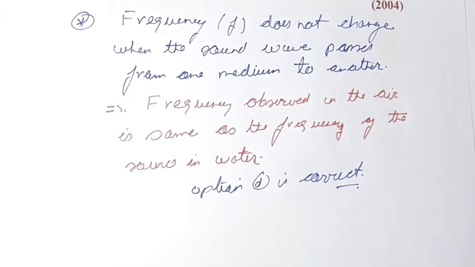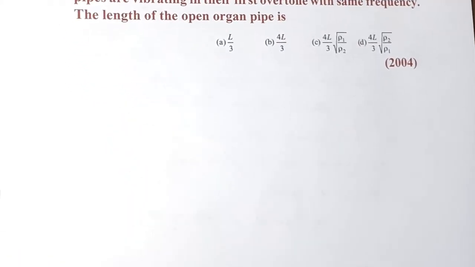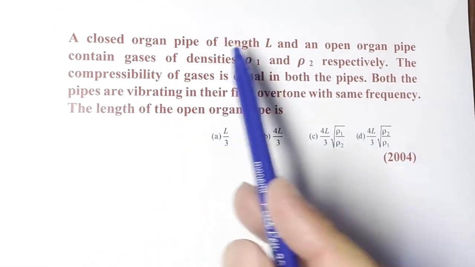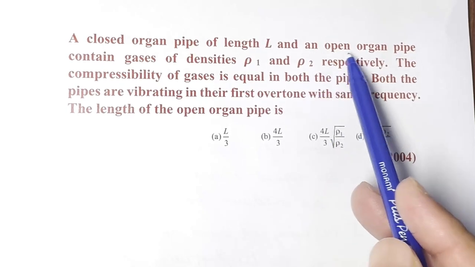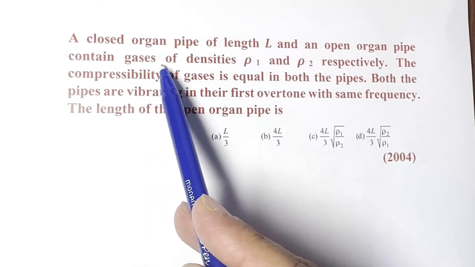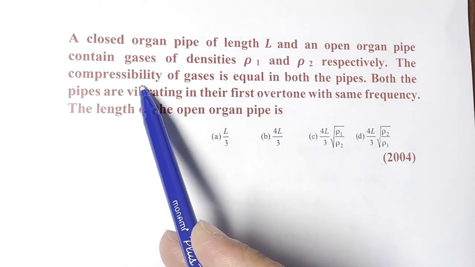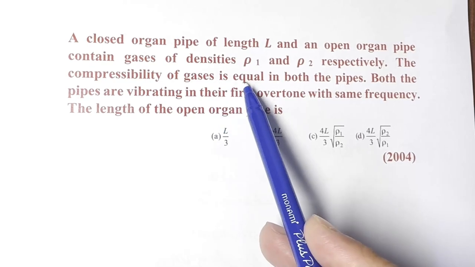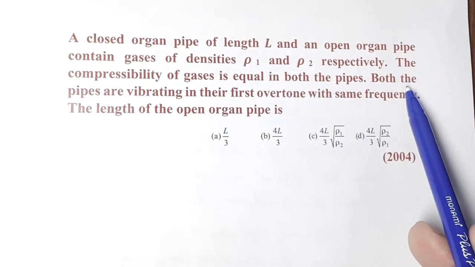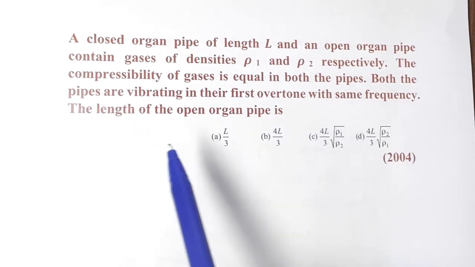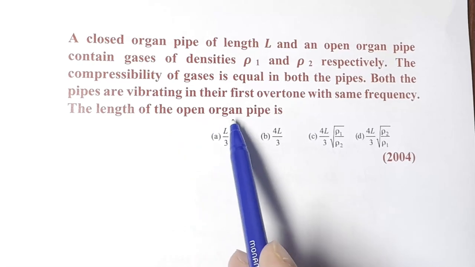And the second question for it, we are given that a closed organ pipe of length L and an open organ pipe contain gases of density ρ1 and ρ2 respectively. The compressibility of the gases is equal in both the pipes. Both pipes are vibrating in their first overtone with same frequency. The length of the open organ pipe is.